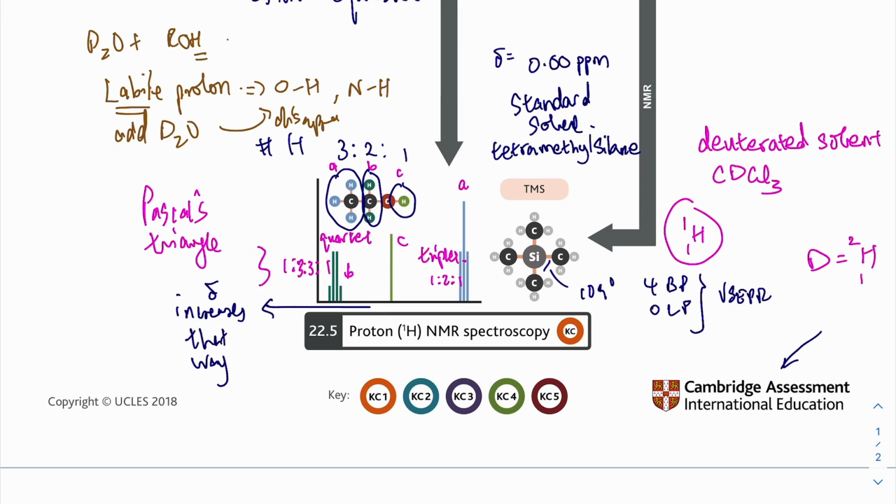So here you got a proton. If they exist in equilibrium and they give you that, there is no more proton on the original species due to what we call fast exchange. Okay, fast exchange is a result of a labile proton. Whether you have OH or NH, they will disappear. If you add D2O, you will get 2 signals instead of 3 signals.